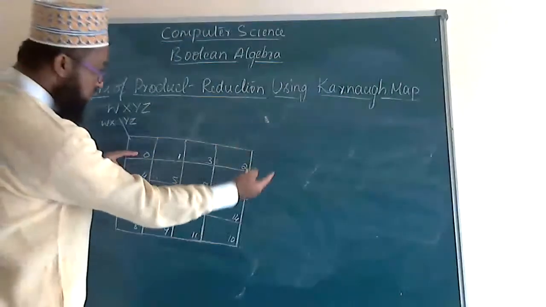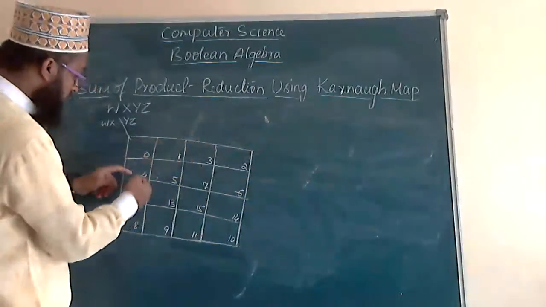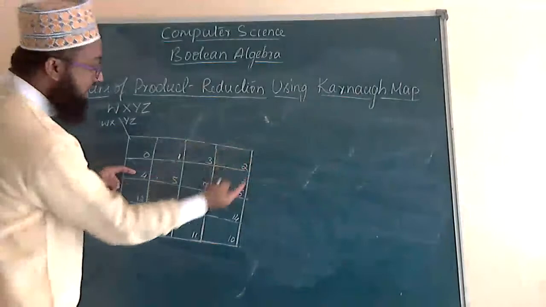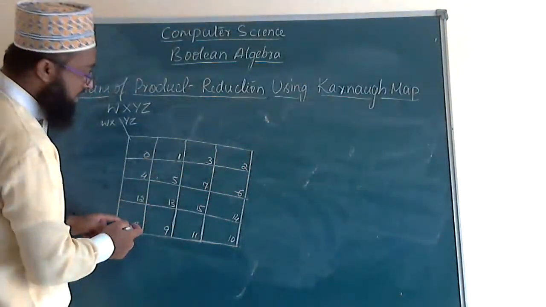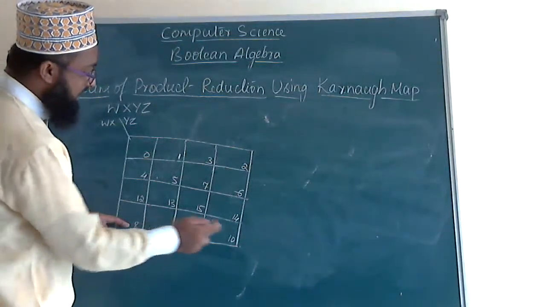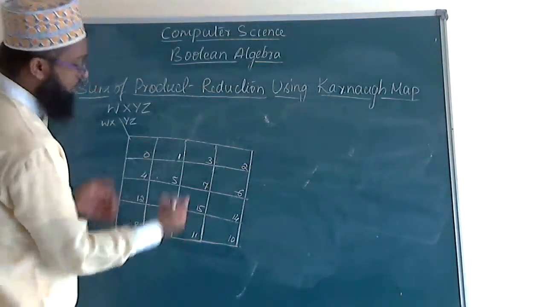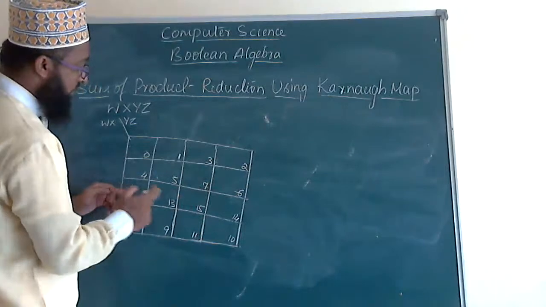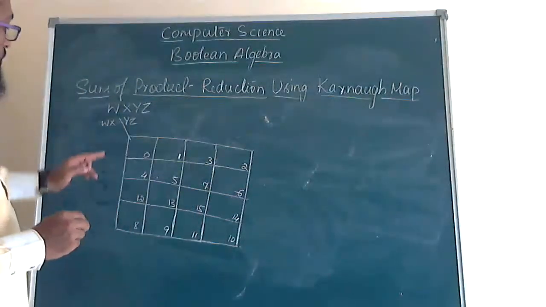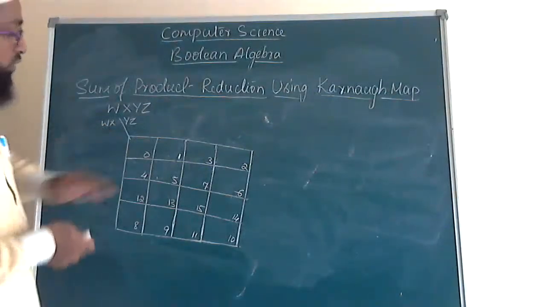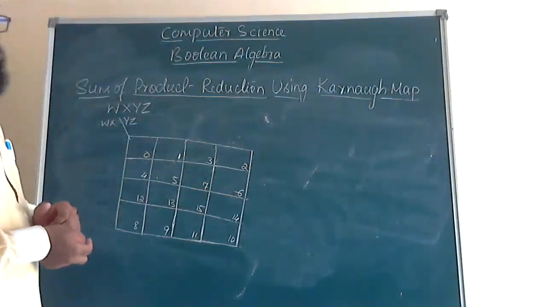0, 1, 2 at last, then 3. Come to the next row: 4, 5, 6 in last, then 7. After that, leave this and come to the last row: 8, 9, 10, then 11. After that, come to the above row: 12, 13, 14, 15. Totally 16. So I think you have understood how to number.